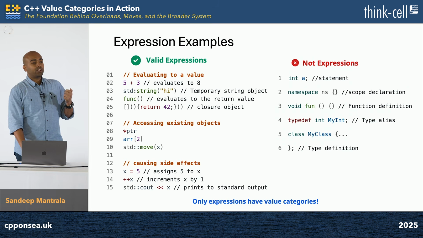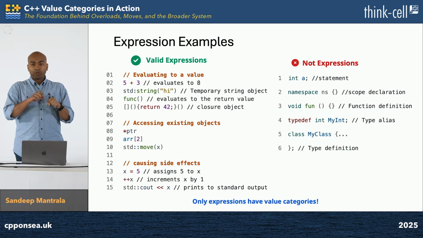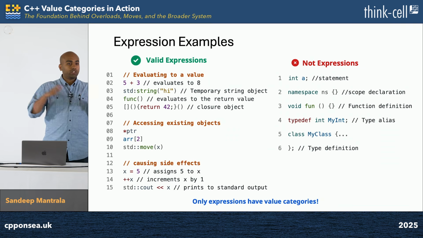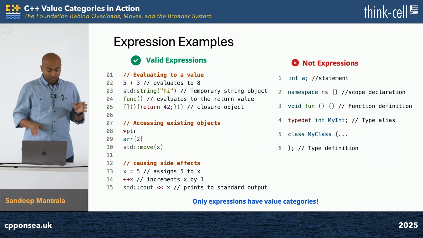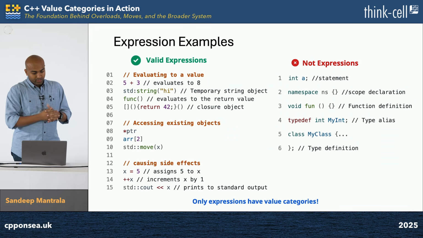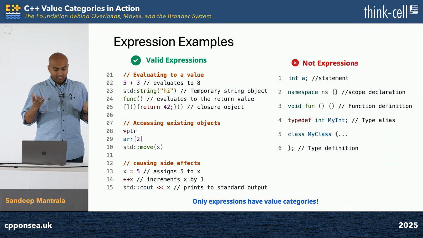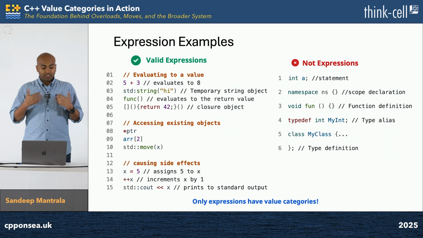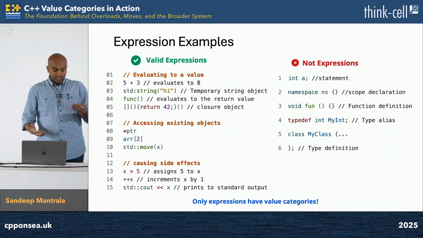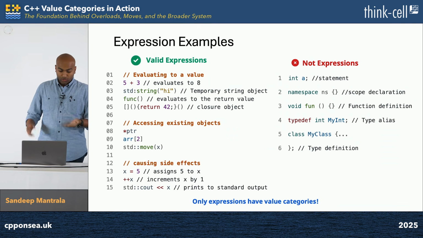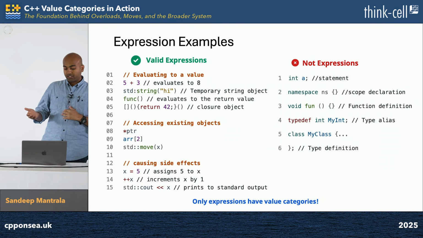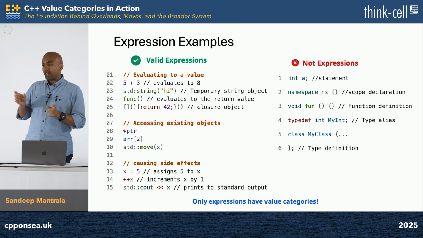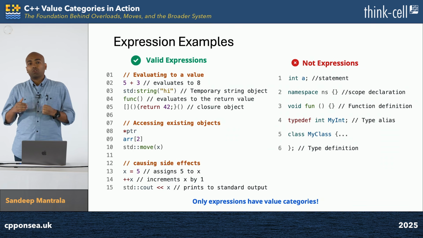And value categories are really about expressions, okay? They do not apply to other parts of the code. So in your entire code base, you could say that value categories apply to almost 60 to 70% of the code, because all of those are expressions and the rest are not. So here, for example, on the left, you can see what are expressions, like 5 plus 3. This evaluates to 8, of course. So this is an expression. And a function call, not the function declaration itself, but when you call a function, that is considered an expression. So what does this really mean though?